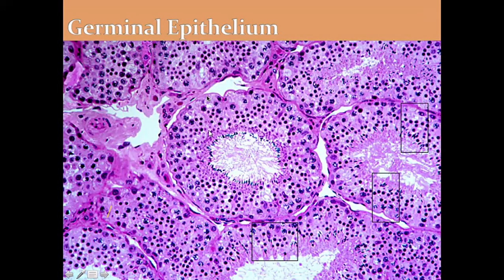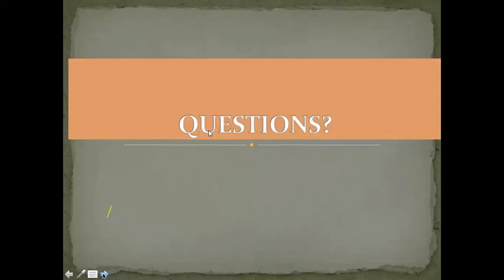Again, no need for you to know the details because once we go to the male reproductive system, it will again be a lecture for you in detail. But in this part of the lecture, I just want to show you that this is one example of a special type of epithelium, which is a germinal epithelium. Okay? So I think I'm done with my lecture. Any questions?